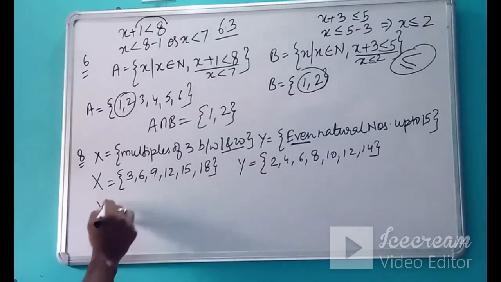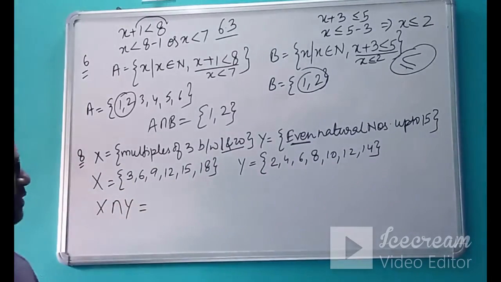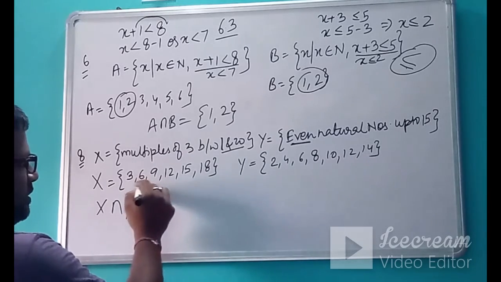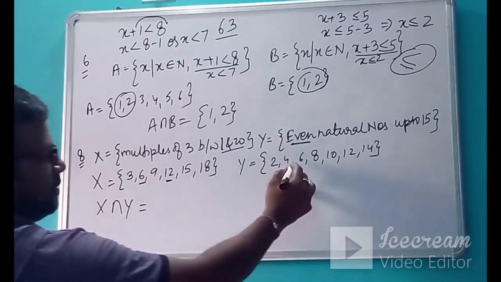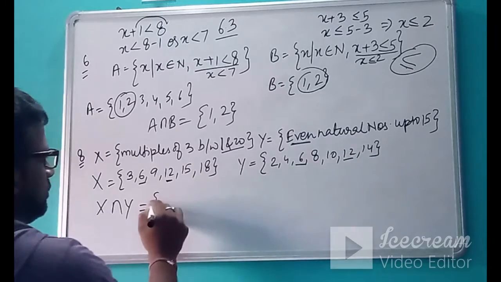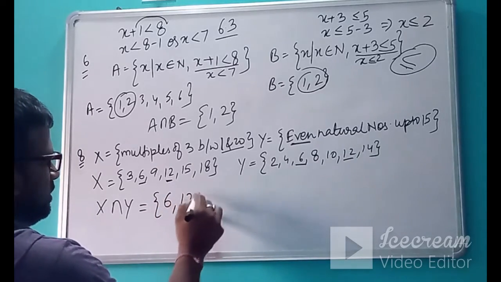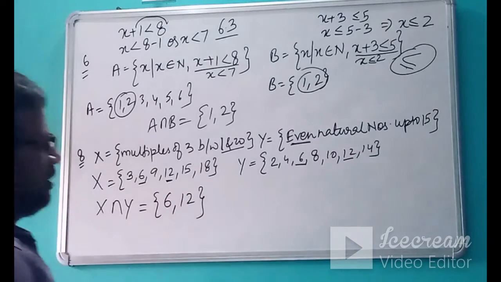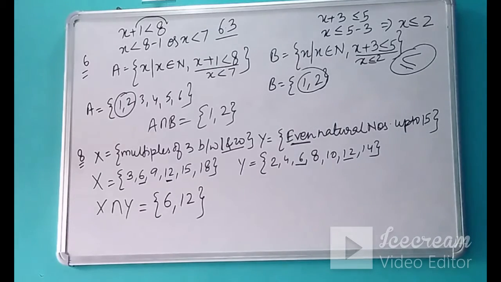Now you can calculate X intersection Y. So let's see the common elements: 6, 12, 6 and 12. So this is your X intersection Y. Okay, so this is how you have to calculate the intersection of the two sets.